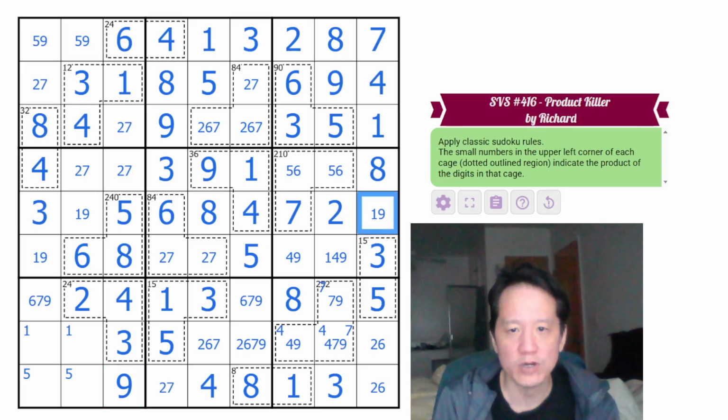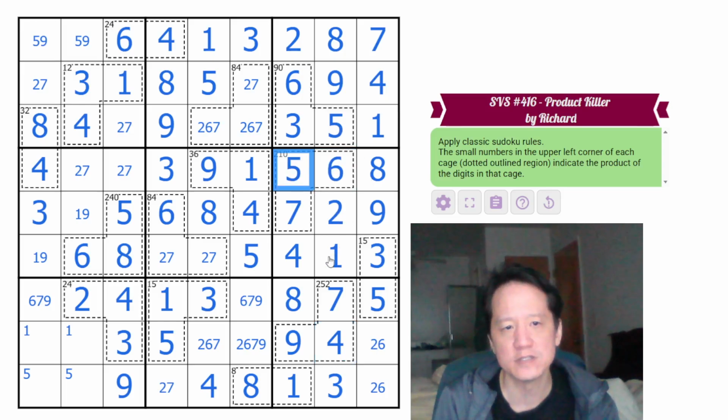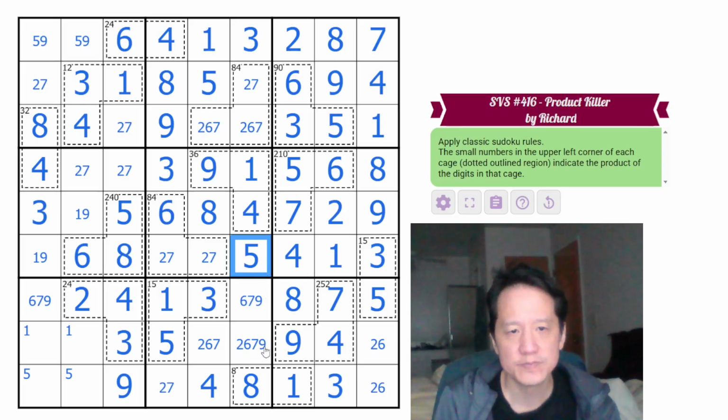This can't be 1, so this must be 9, which makes that a 4, which makes that a 1. This 4 means this can't be 4, so this is 9, which makes that 7, which makes that 4. This 5 means this can't be 5, so this is 6, and this is 5. This can't be 9 anymore.